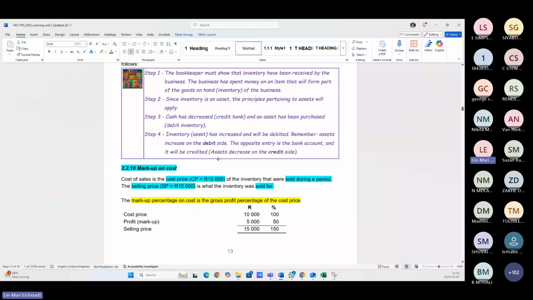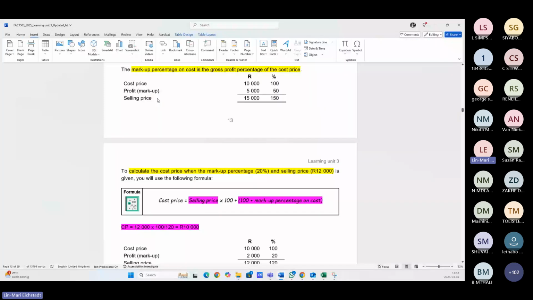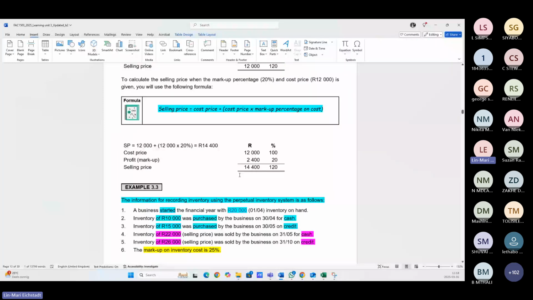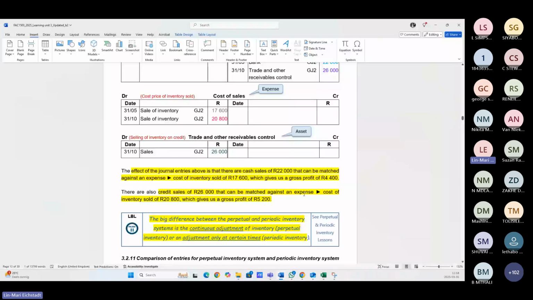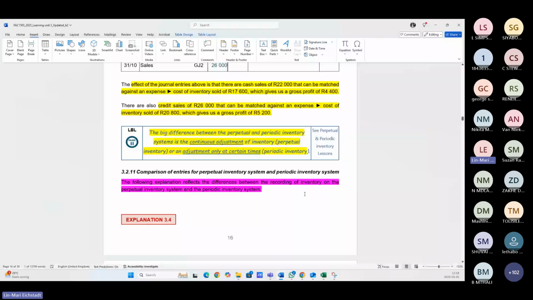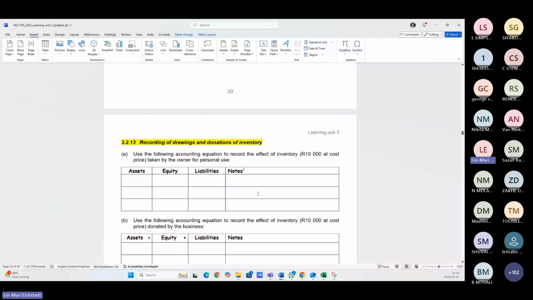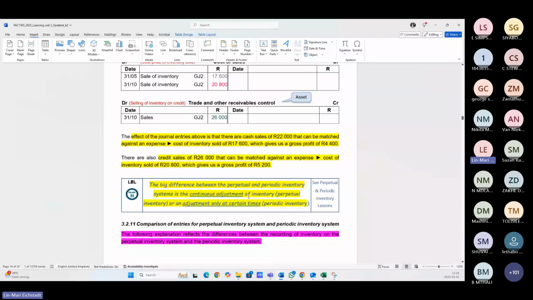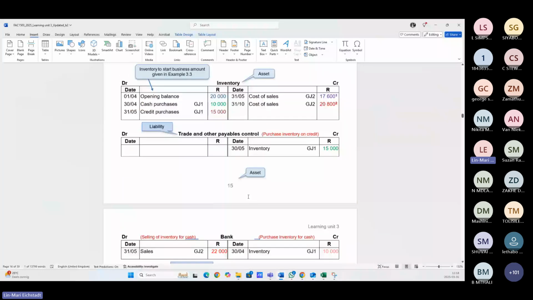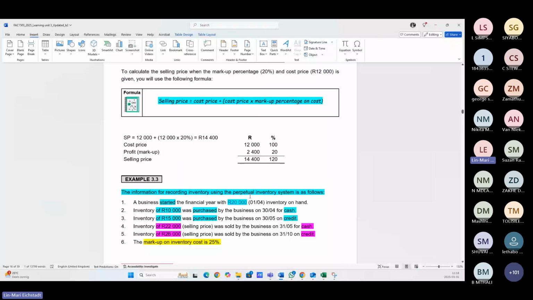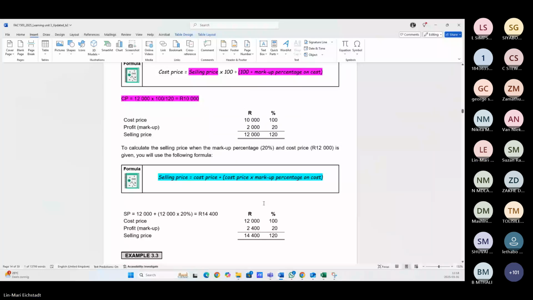We'll also be looking at the markup on cost, and then we can get to some examples. I'm just showing you where we'll get to, which will show the difference between both systems and explain the perpetual inventory system. I'm just trying to show you what we are trying to get through, which will hopefully help your understanding. So unless there's something very pressing, I would like us to continue and answer the questions with the examples, and then hopefully have a little bit of time left at the end for questions, because we only have about 12 minutes left in the session.